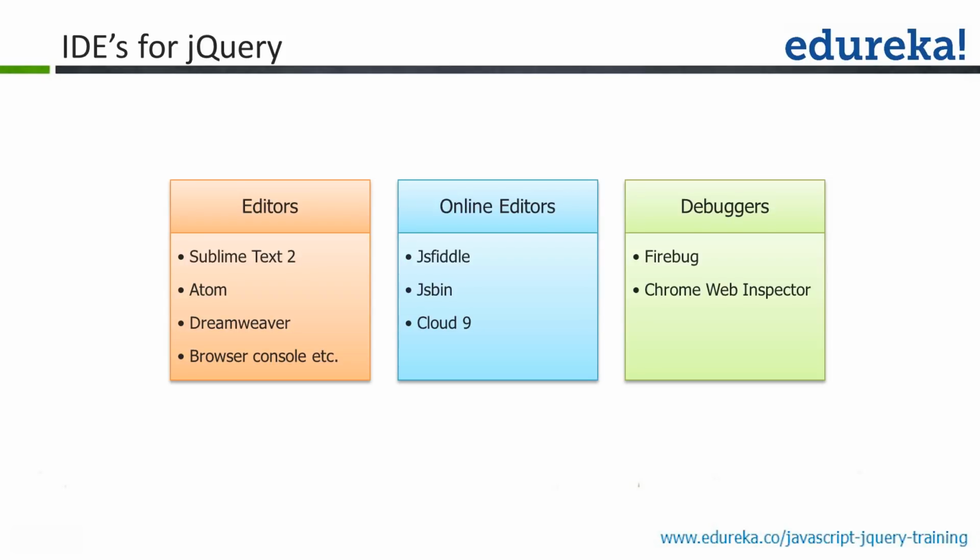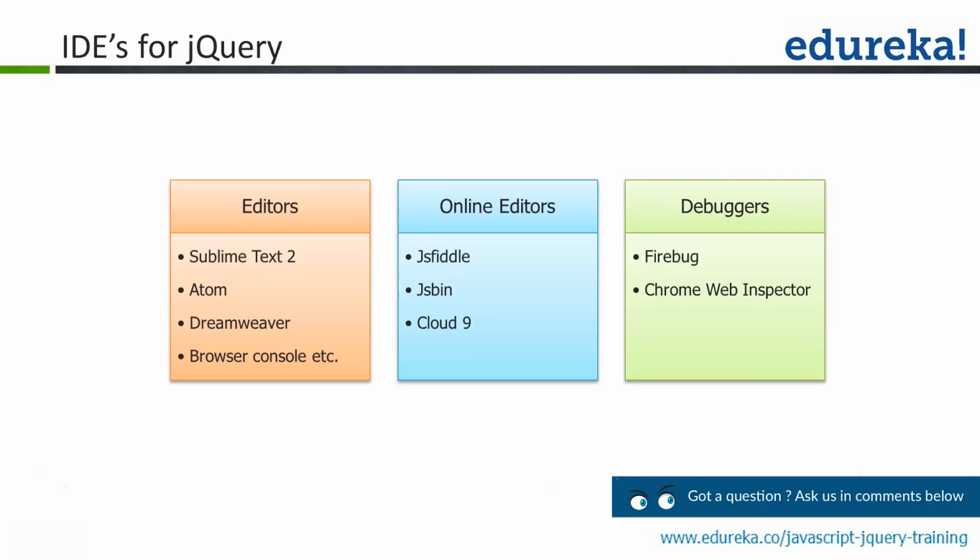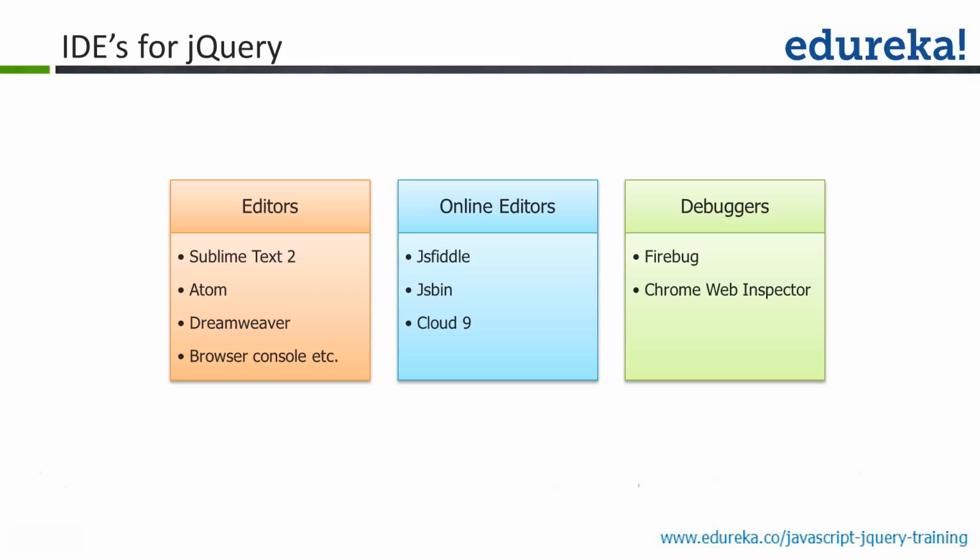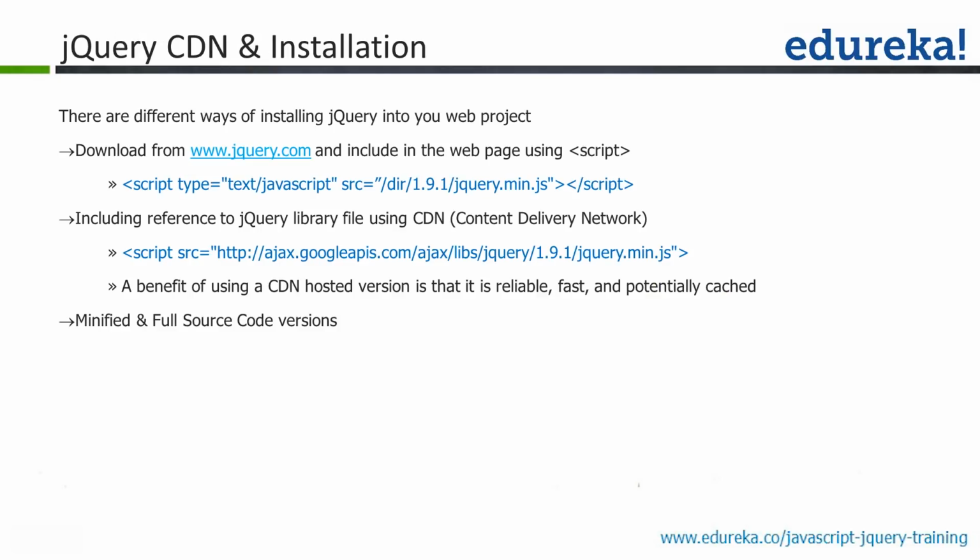So some IDEs for jQuery. I'm going to be using Atom. There is Sublime Text, again, one of the very good ones, lightweight. There is Dreamweaver. You can also use it in the browser console, like I was just demonstrating. There are online editors such as JS Fiddle, JS Bin, Cloud9, and then there are debuggers. So I just use the Chrome Web Inspector. In Mozilla Firefox, there is Firebug, and you can use either depending on what you're familiar with, what you have installed. All of them are good.